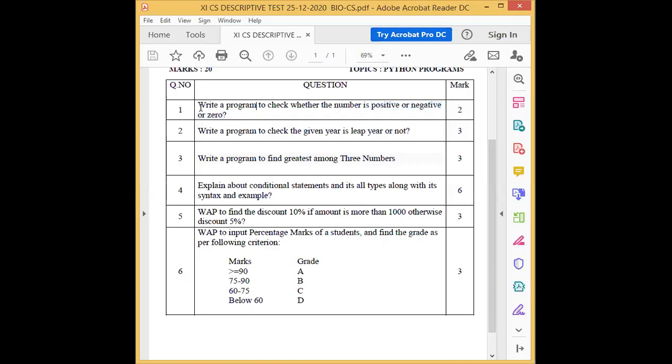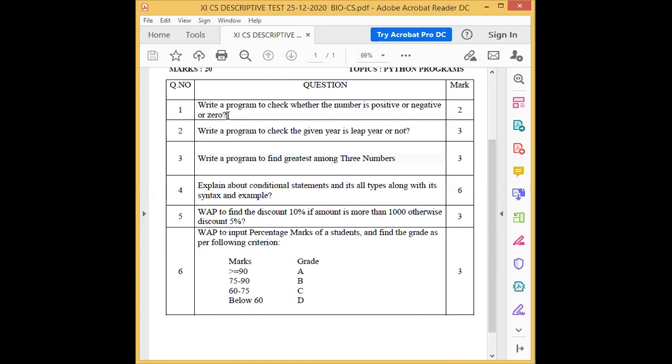Students, the question is: write a program to check whether the number is positive or negative or zero. Okay, this is the question. So how many choices are available here? Anyway, we are going to display only one output, but how many choices are there? See, positive, negative, or zero. Okay, three conditions are there.